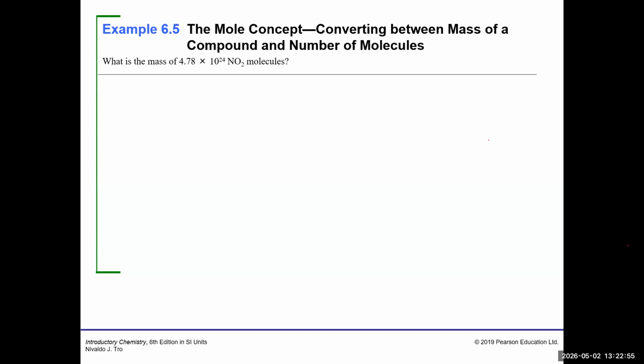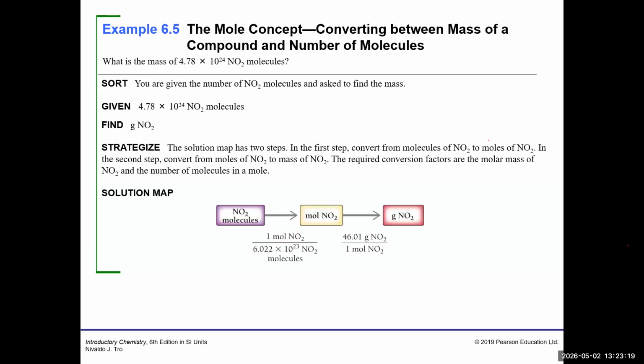Let's do more work. The mole concept, converting mass of a compound and number of molecules. What is the mass of 4.78 times 10 to the power 24 nitrogen dioxide molecules? All right. Now we have come from atoms to molecules. So now you are given the number of nitrogen dioxide molecules and asked to find the mass of it.